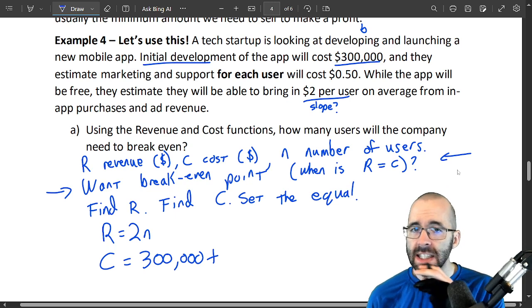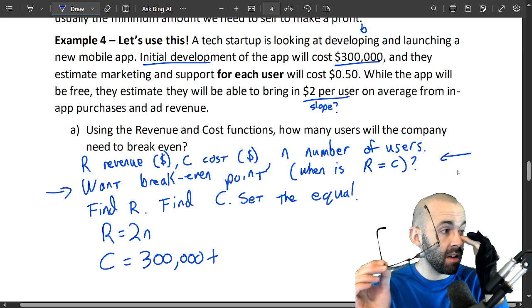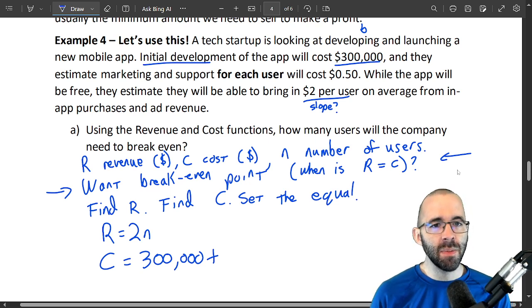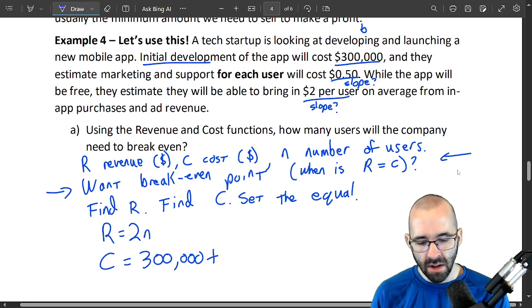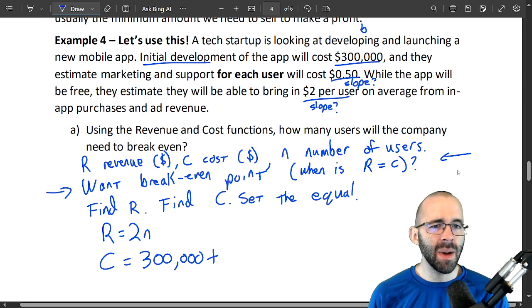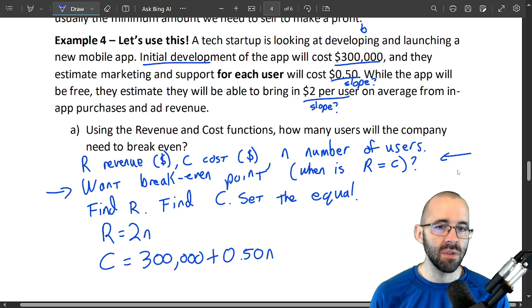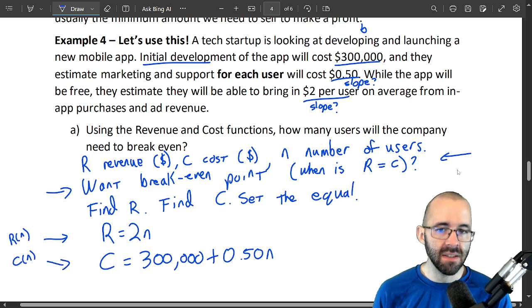What's our variable cost? The variable cost is the cost that depends on how many units we have. And again, our units here are just users. What cost depends on how many users? That's going to be this slope. The cost, and again, you might think, oh yeah, we're losing money for every user for this 50 cents. And that's true, but the costs are going up. We are going to add 50 cents for every user. And again, you could either write these with variables or you could write these in function notation, R of n, C of n. These would mean the same things.